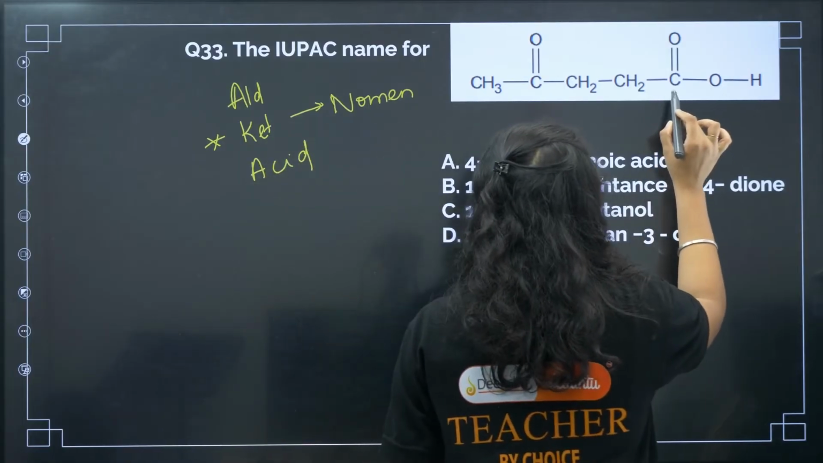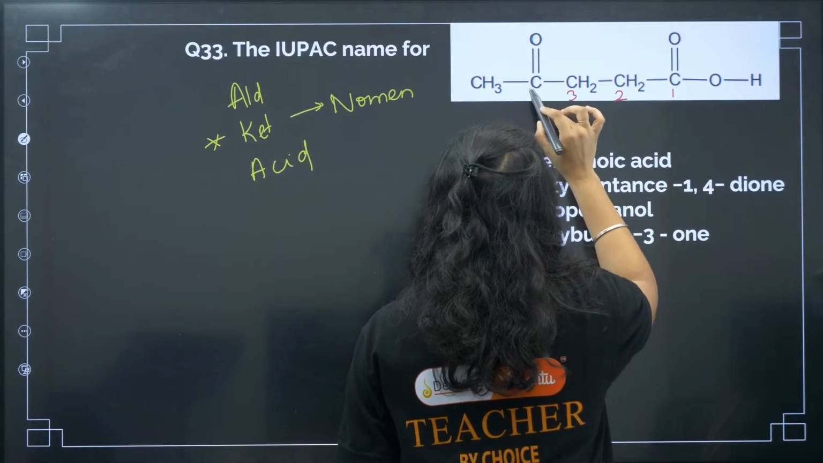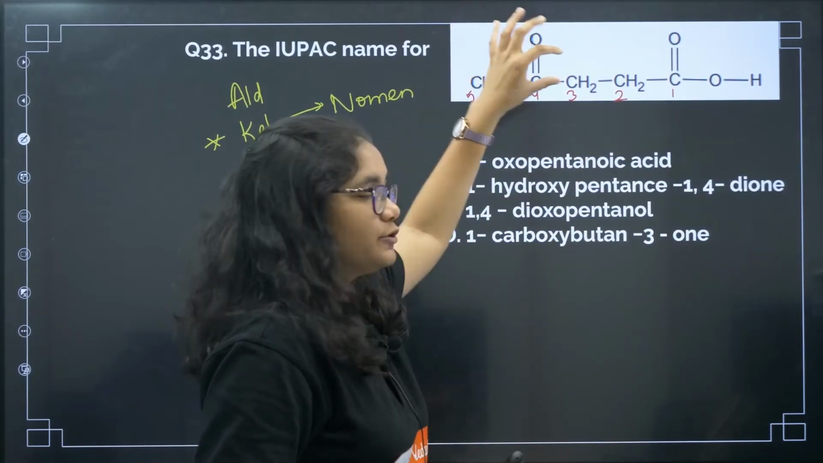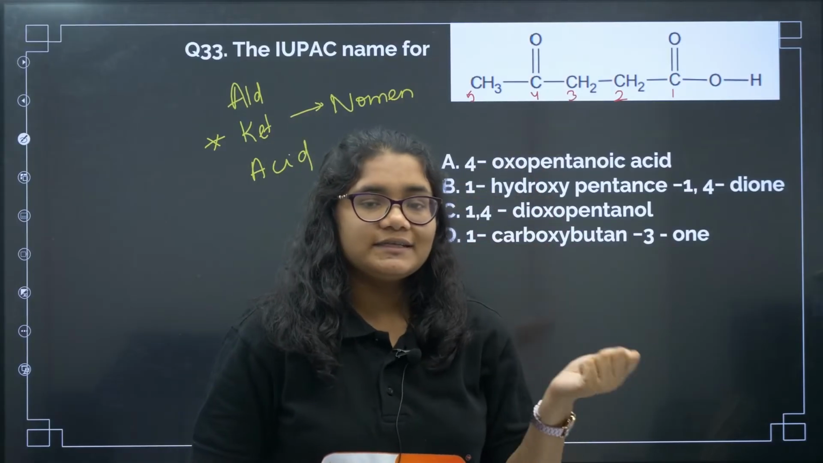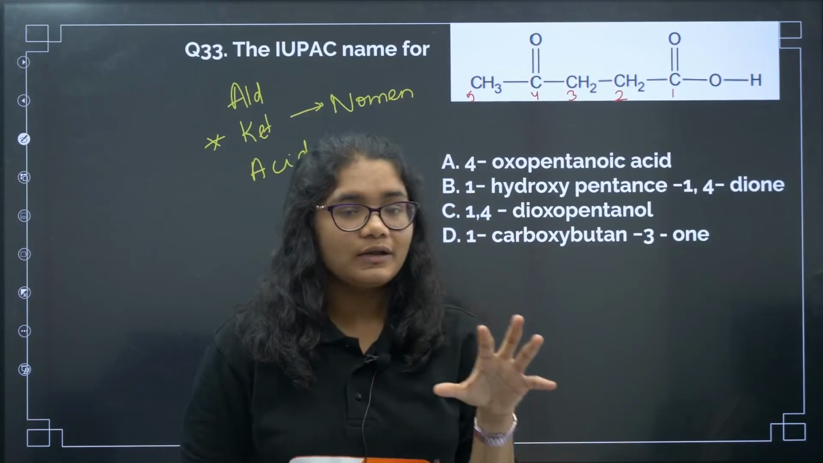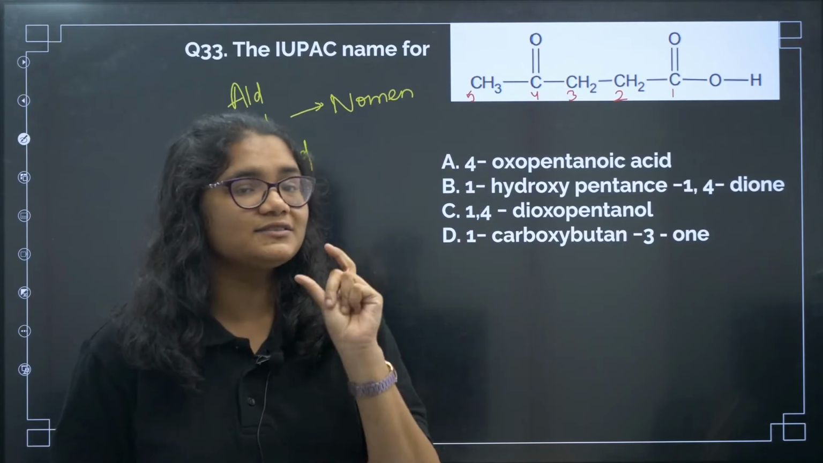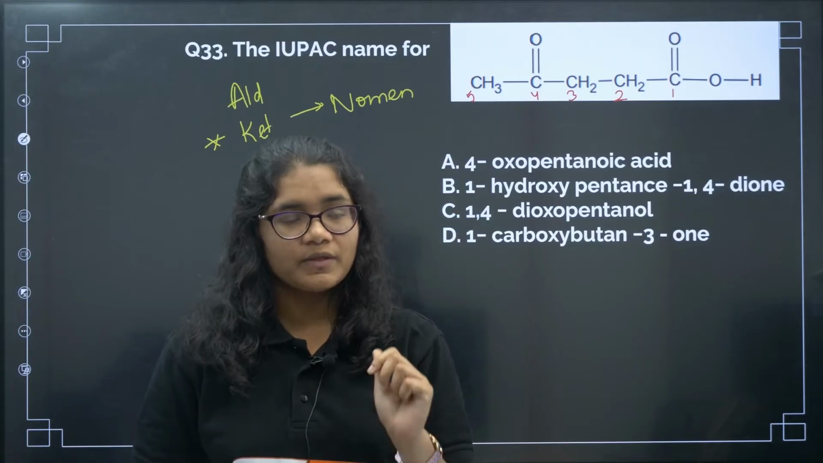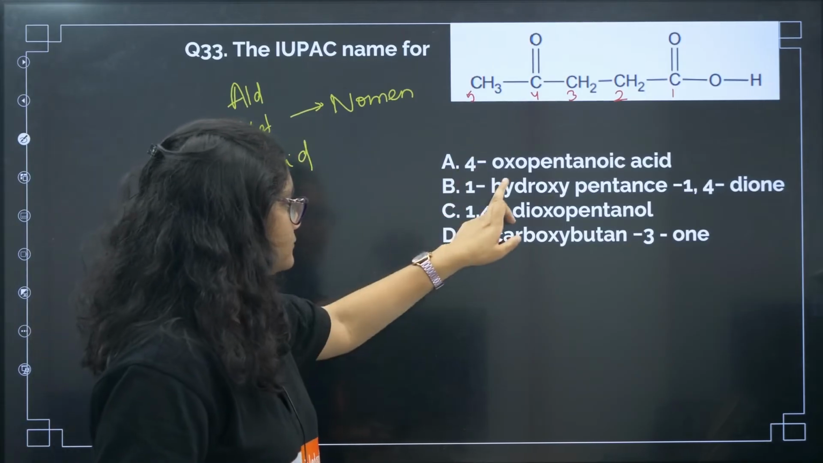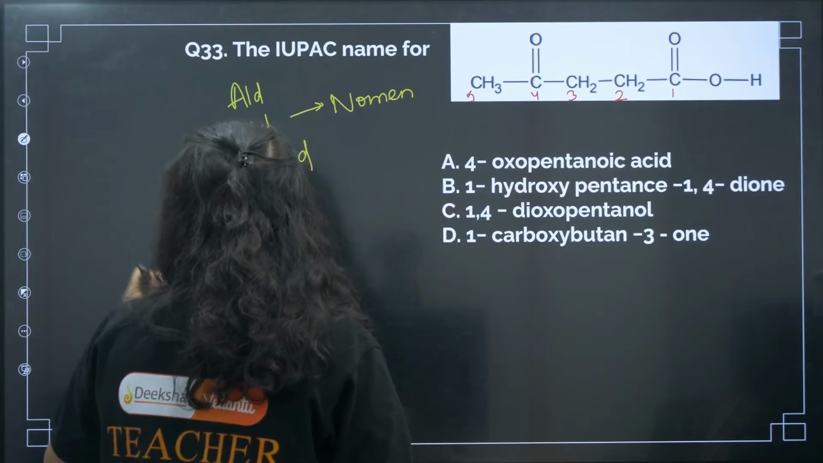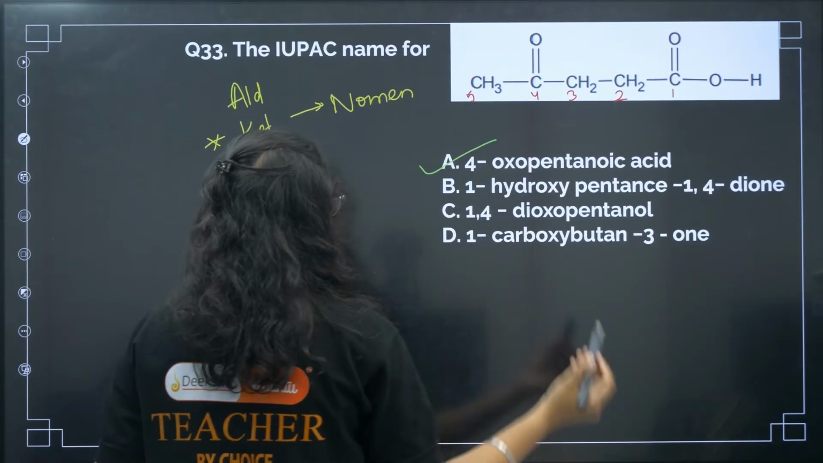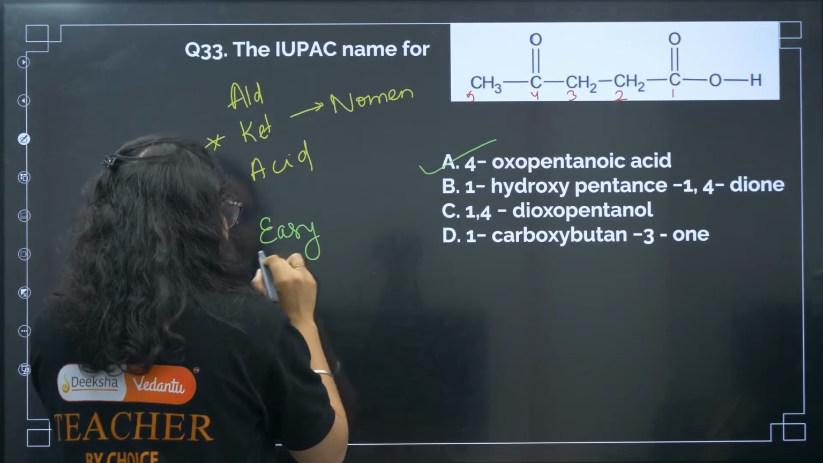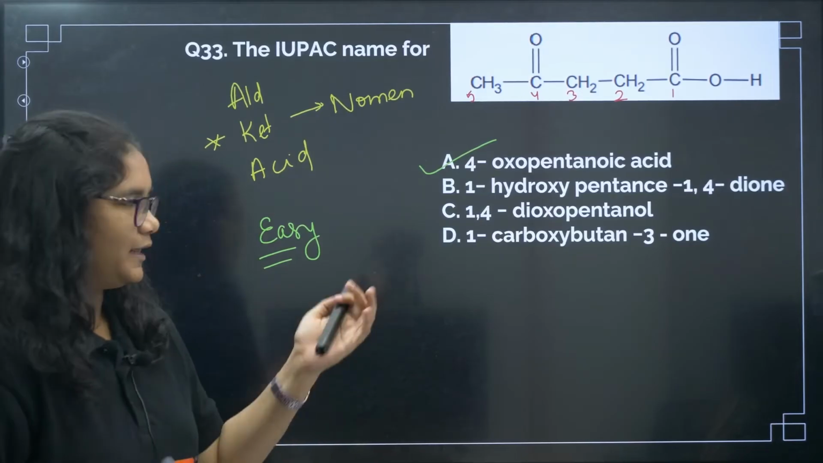So I'll number the carbon from this side, 1, 2, 3, 4 and 5. Now this is the main functional group, and this is your subsidiary, or secondary, functional group. When ketone is a secondary functional group, it behaves as a substituent and the word used is oxo. So we can say 4-oxo pentanoic acid. The correct answer for this question will be option A. I hope this is clear. I will label this question as easy because the nomenclature is very simple.